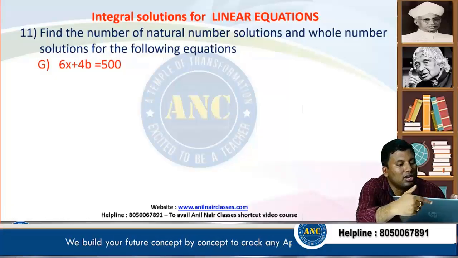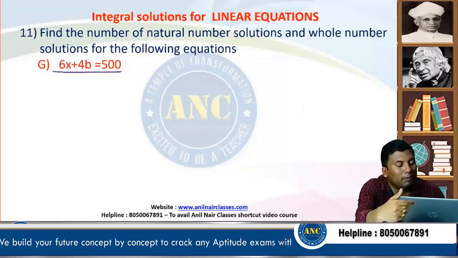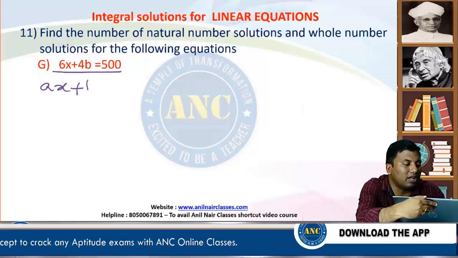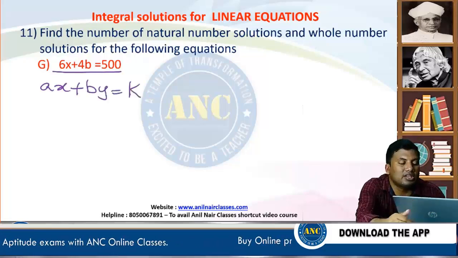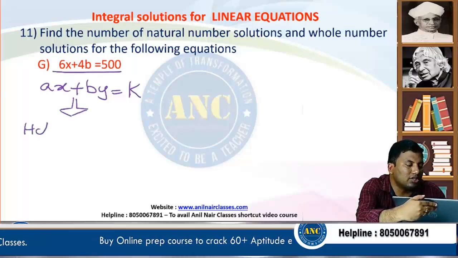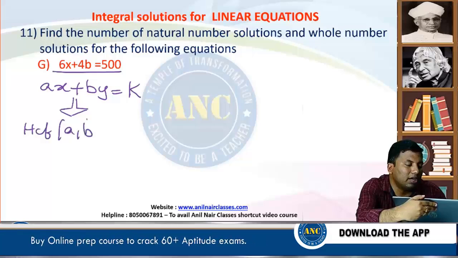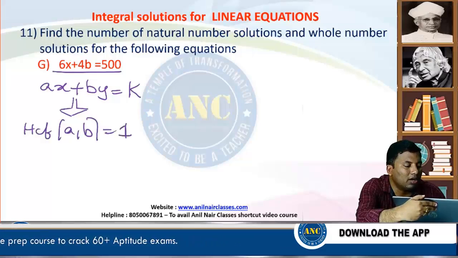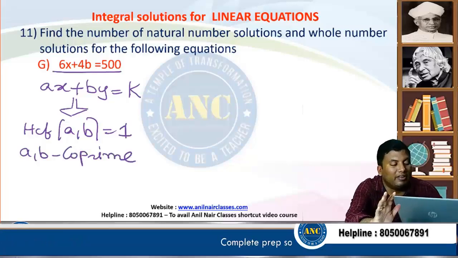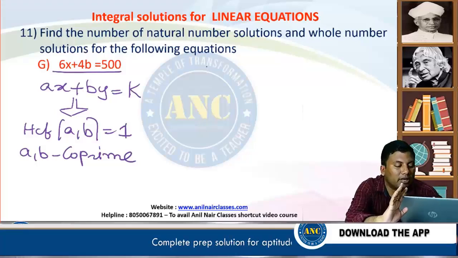Let us see this question: 6x plus 4y. Please remember, we already discussed, don't forget the fundamental thing: ax plus by equals k, when the HCF of a, b is 1, where a and b are co-prime. This should be there. You cannot deviate from this fundamental concept.